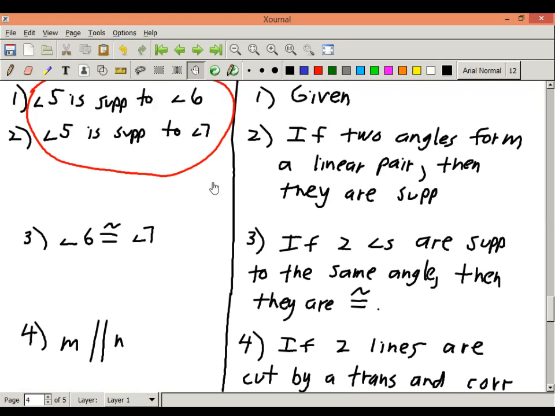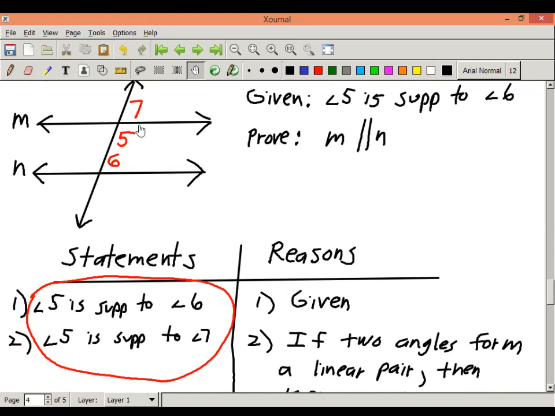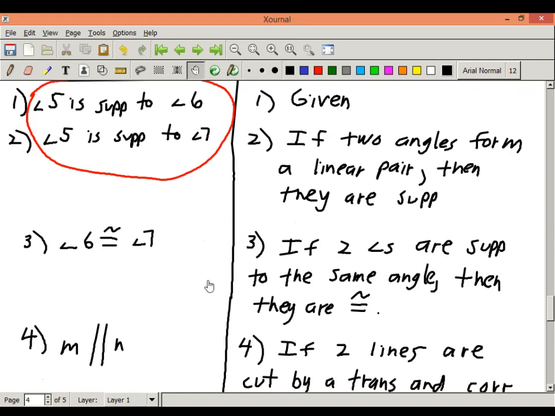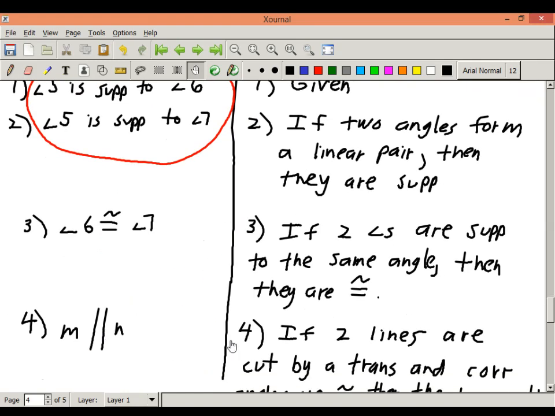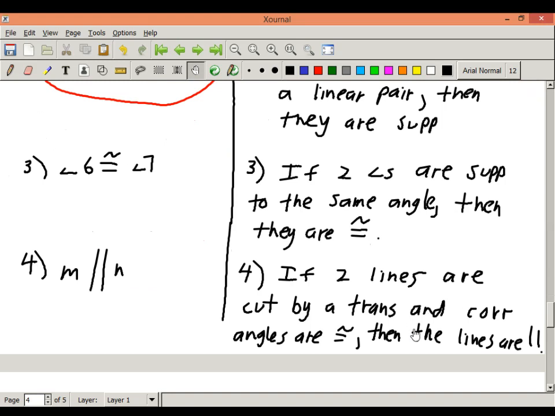Look back at your diagram. We have angle 6 and angle 7 congruent. Now we're going to use that first postulate of the day to prove those lines parallel. So that's our last statement. Line M is parallel to line N because if two lines are cut by a transversal and corresponding angles are congruent, then the lines are parallel. So if you look at what we did, we used that first postulate today to prove 3 new theorems.